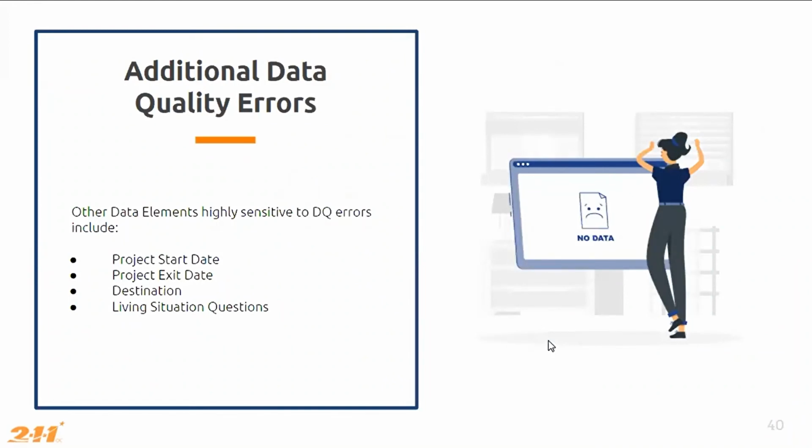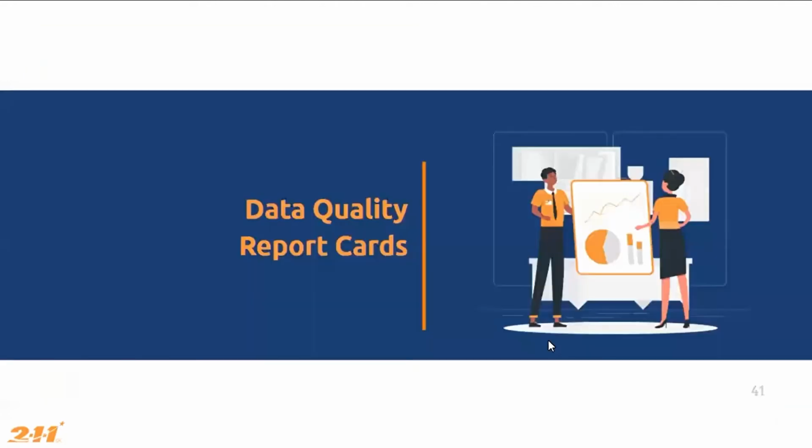Okay, so there are other data elements that are pretty sensitive to errors as well, meaning that they can have a significant negative effect on data quality and performance. Examples of these would be project start date, project exit date, destinations, and the living situation questions. But I think most of these errors are completeness errors, so they are more intuitive to fix.